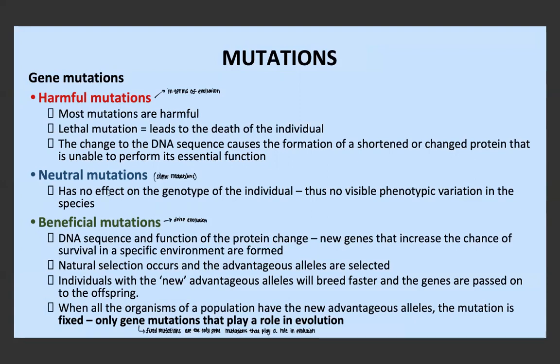We also have neutral mutations, also called silent mutations, where they have little to no effect on the genotype of the individual, or they may have a noticeable effect, but it doesn't impact how we survive. So that would be something like being able to roll your tongue or not. You can see it, it does have an impact, but it doesn't affect whether we're able to survive or not.